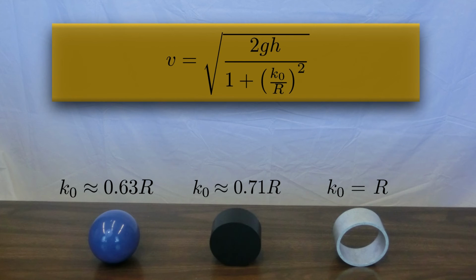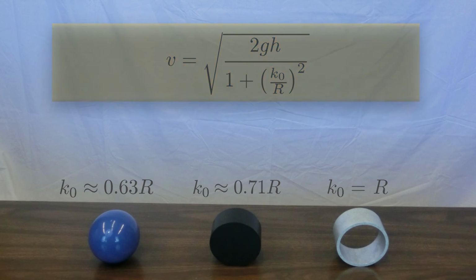Also, as k0 increases, the velocity will decrease. This means that objects with higher moments of inertia will move slower, which is also what we see. The ring is the slowest with the highest moment of inertia, the cylinder is somewhere in the middle, and our fastest object is the sphere, which has the lowest moment of inertia of any of them.